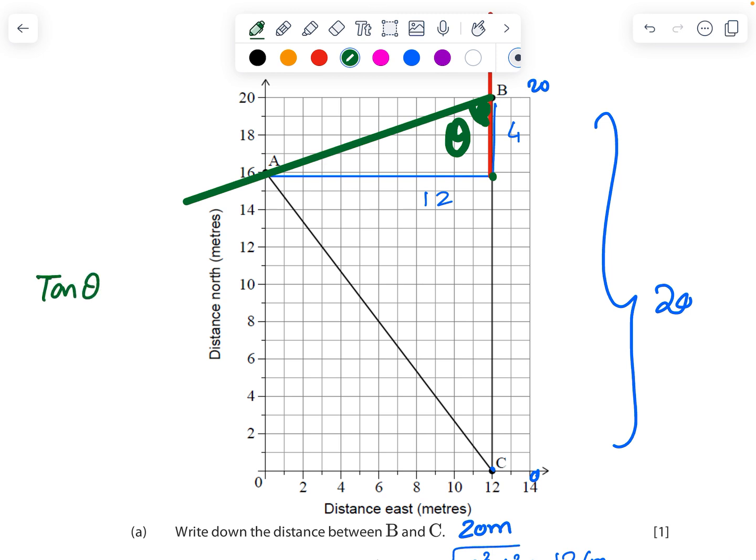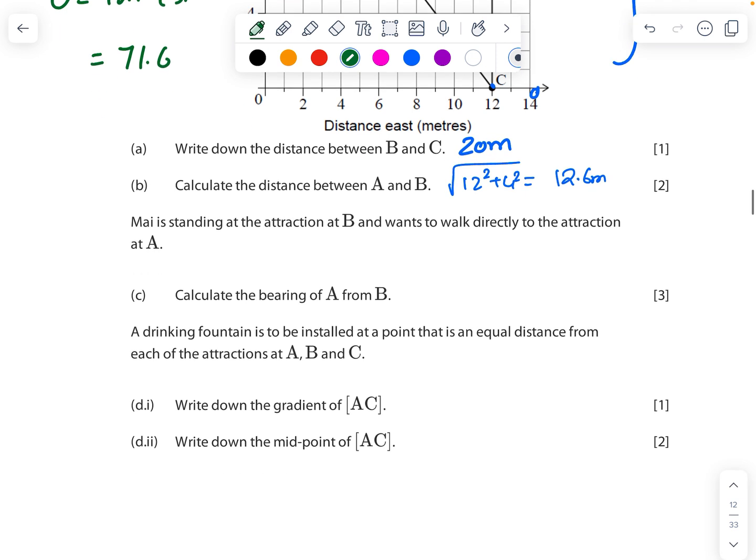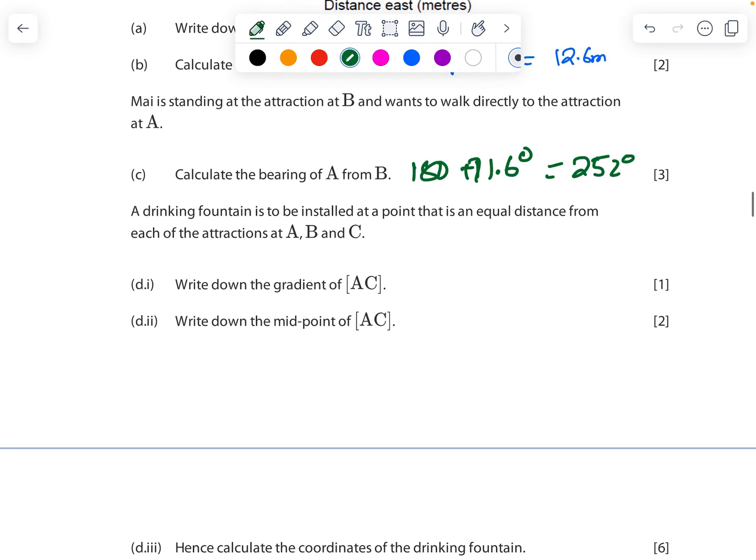So tan theta equals 12 by 4. Theta equals tan inverse of 12 by 4, which is 71.6. So the bearing is going to be 180 plus 71.6 degrees, which is 252 degrees. A drinking fountain is to be installed at a point that is equidistant from attractions A, B, and C. Find the gradient of AC. So AC is (0 minus 16) by (12 minus 0), which is negative 4 upon 3.